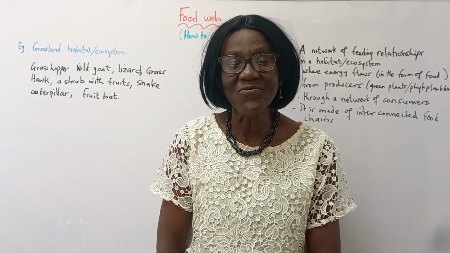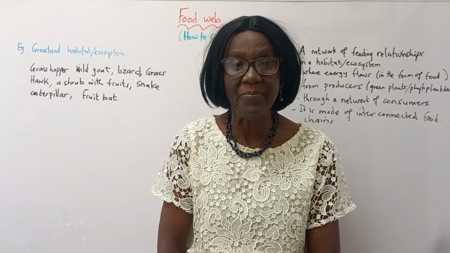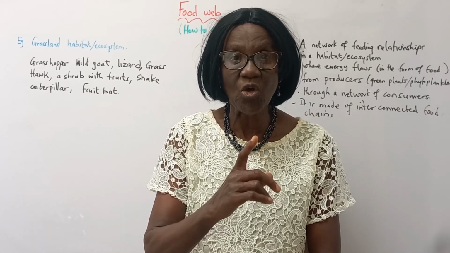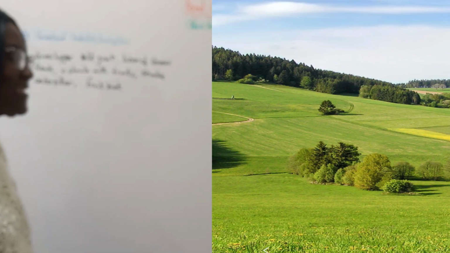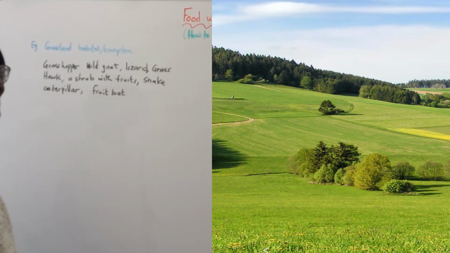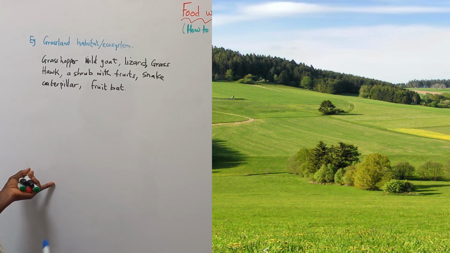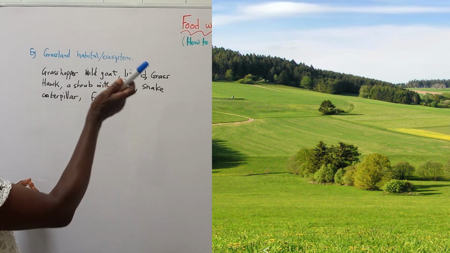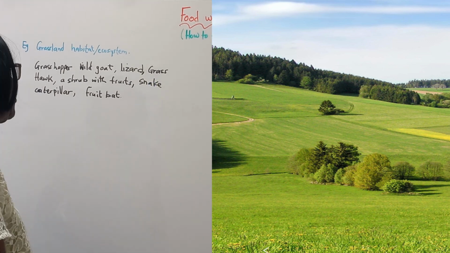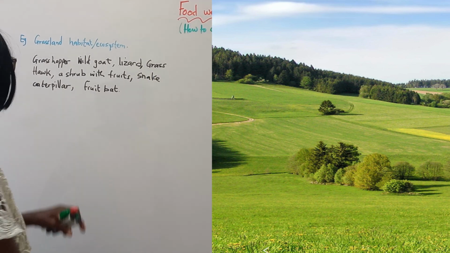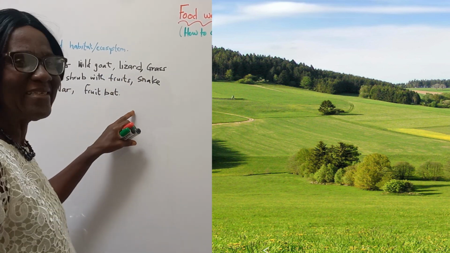In this lesson, we are discussing food web, specifically how to construct a food web. You have an ecosystem or a habitat as you have there. Let us imagine that you have these organisms in that habitat. You have a grasshopper, you can have a snake, you have caterpillar, and all kinds of organisms.